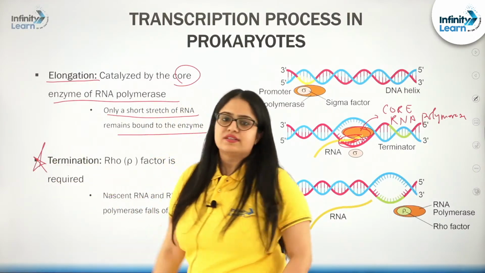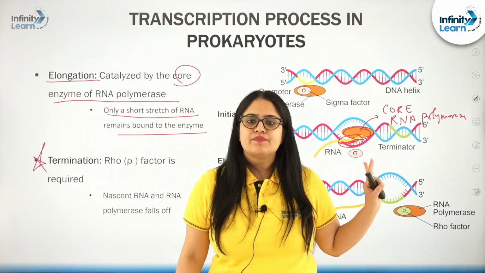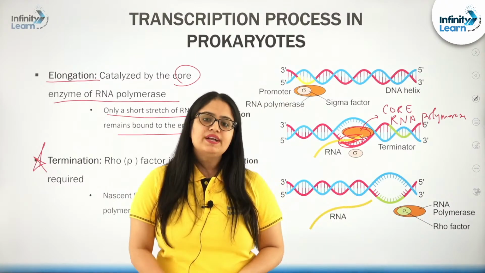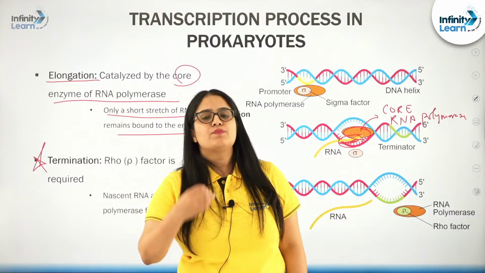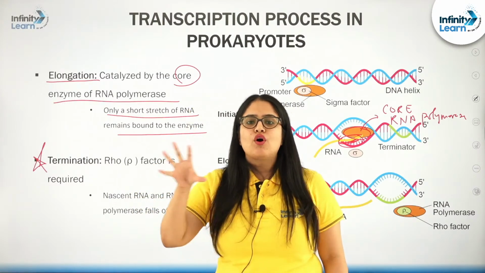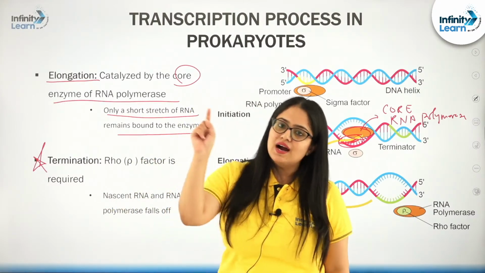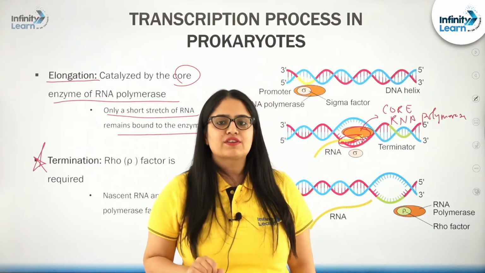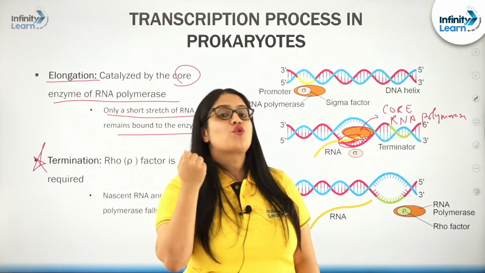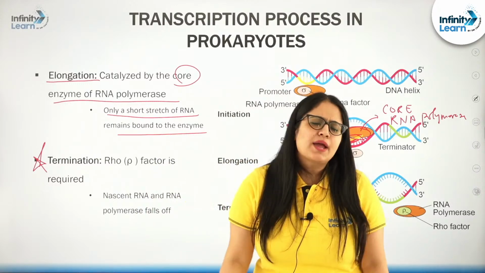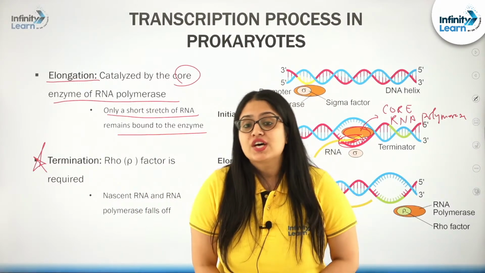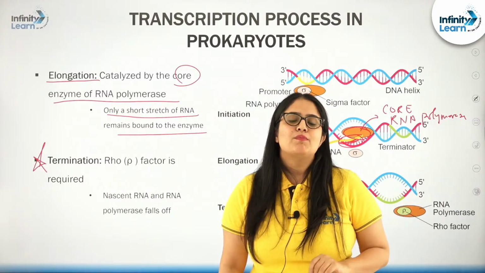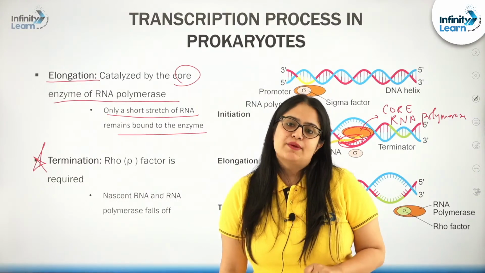Now, after the entire length of the RNA is produced, what will happen? The last step will be termination, that means stopping the transcription process. Again, there will be binding of another factor to the core enzyme, the core RNA polymerase. This time, who is going to bind? The termination factor, that is the Rho factor, will bind to the core enzyme of RNA polymerase.